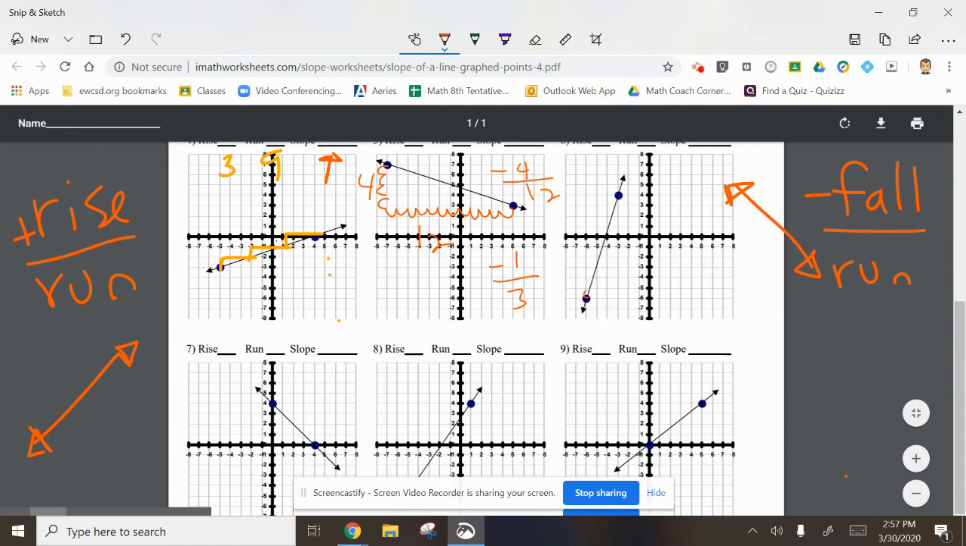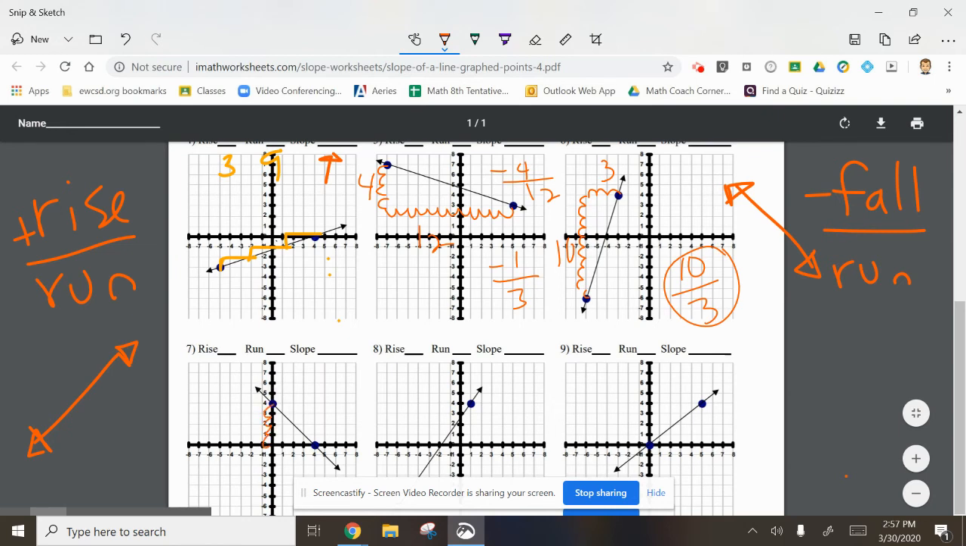All right, let's do the next one. What are you rising on this one? 1, 2, 3, 4, 5, 6, 7, 8, 9, 10. Rising 10, running 1, 2, 3. Rising 10, running 3. 10 over 3. That would be your slope. All right, you try the next one on your own. On your own. Again, taking control of your learning. Push pause.